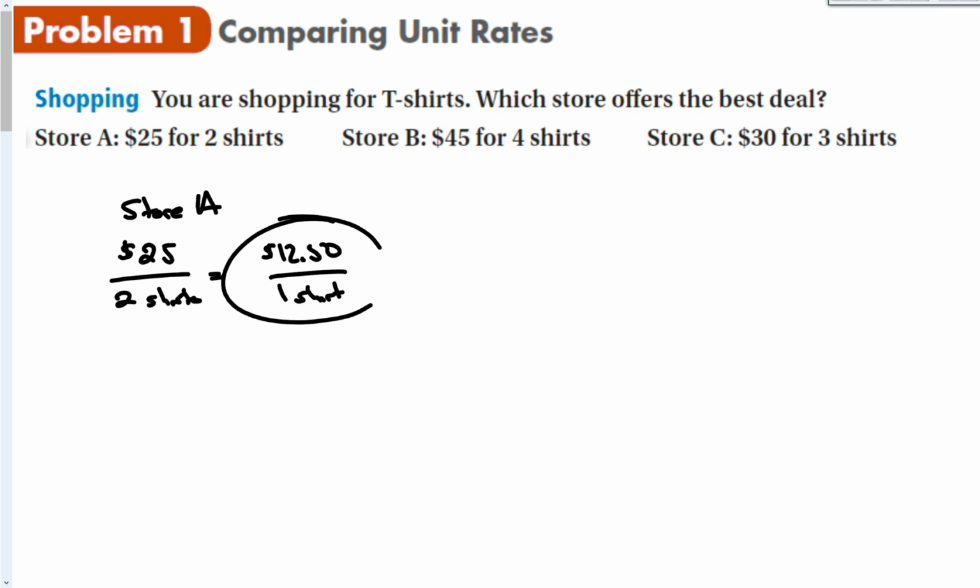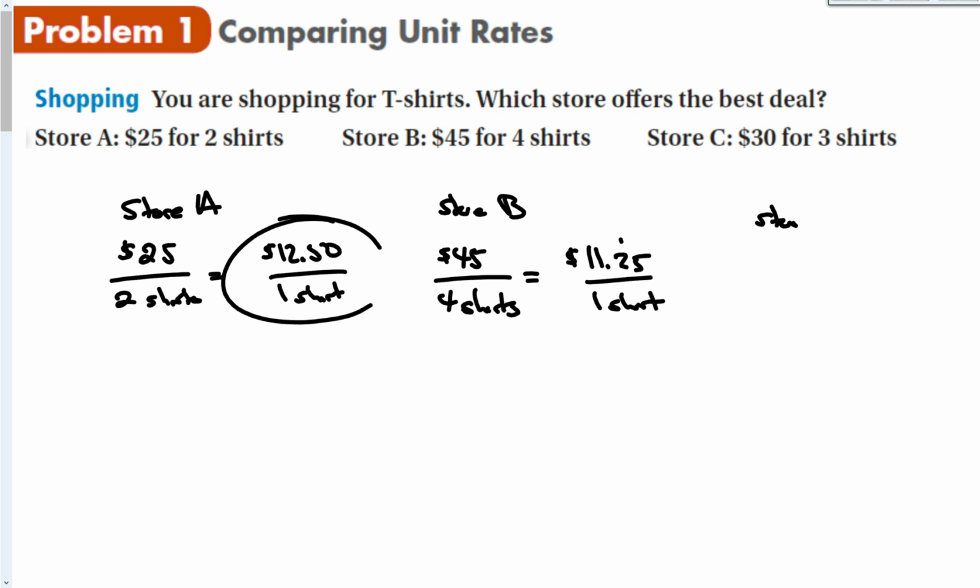So next, for store B, we have $45 for 4 shirts. And if I divide this, I get that this is equal to $11.25 for 1 shirt. So far, that one's good. That one's better, right? Rather pay $11.25 a shirt than $12.50 a shirt.